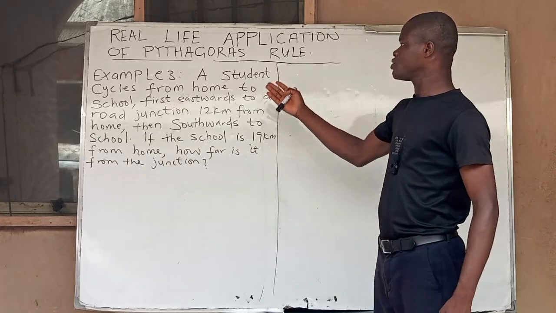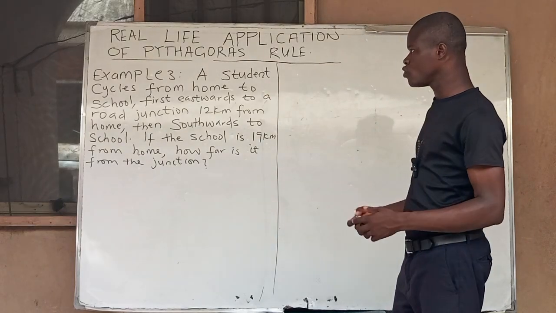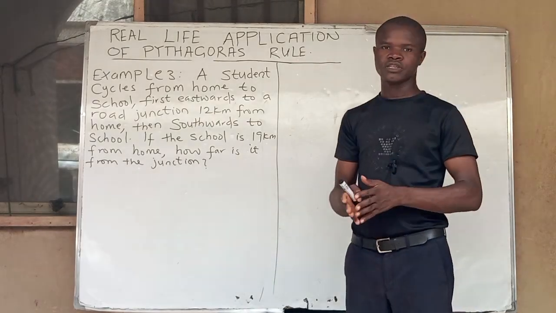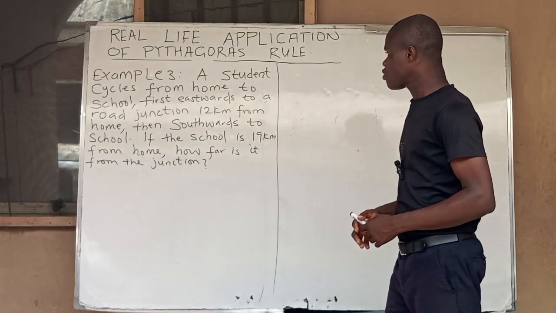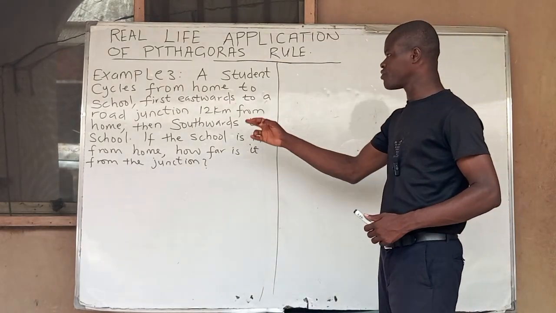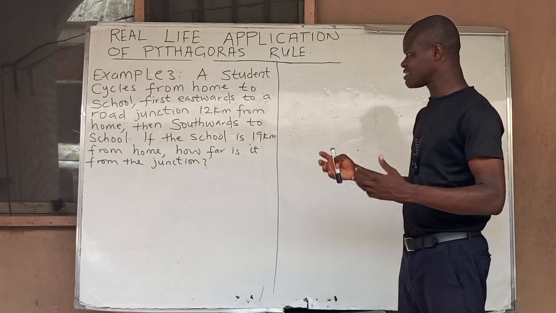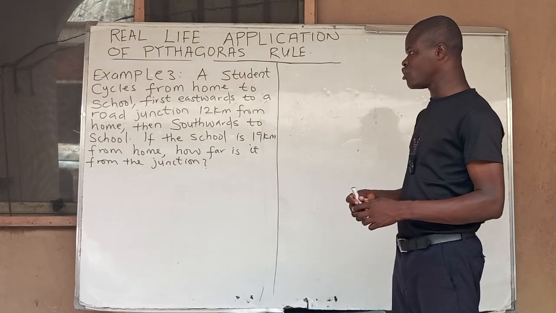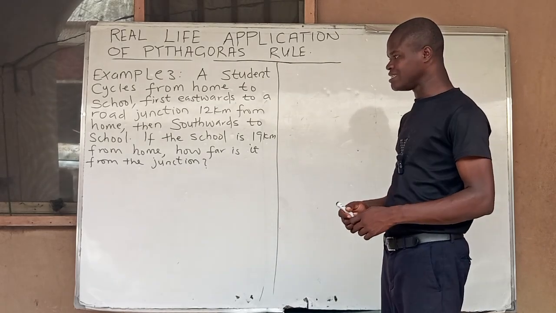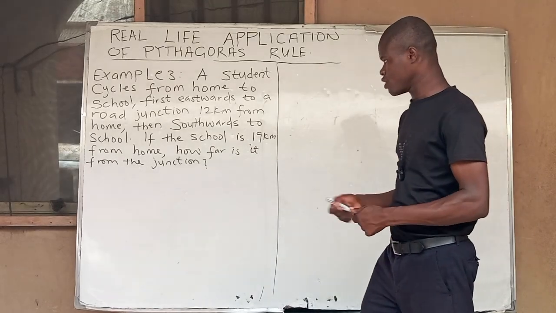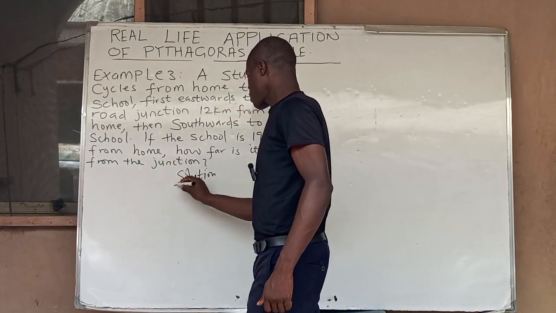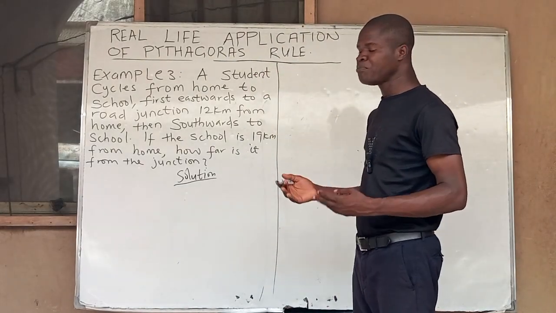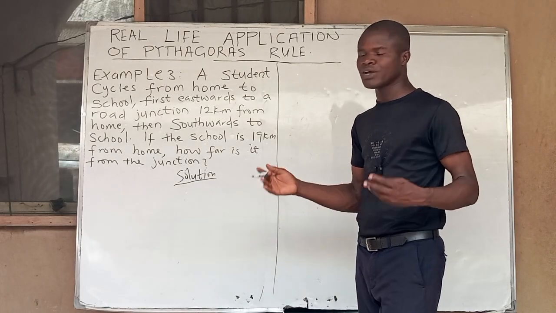So the question says a student cycles from home to school, first eastwards. Remember, east direction is this direction. To a road junction 12 kilometers from home. Then southwards to school. If the school is 19 kilometers from home, how far is it from the junction? So, solution. The first thing to do is to make a pictorial representation of the question.